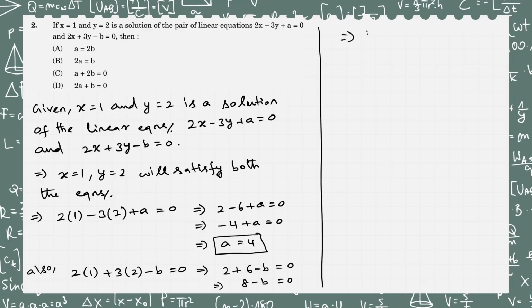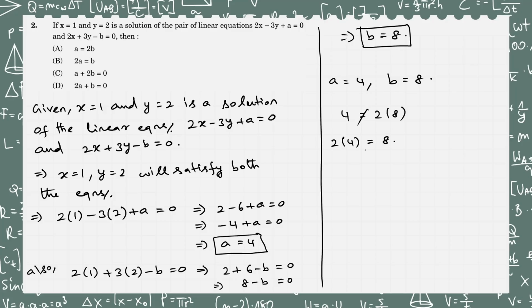So we get b equal to 8. So we got our a and b. Now let us check the statements. A equal to 2b means 4 equal to 2 times 8, which is not equal. And 2a equal to b, 2 times 4 equal to 8. This looks valid. And a plus 2b equal to 0 will be 4 plus 2 times 8 equal to 0.